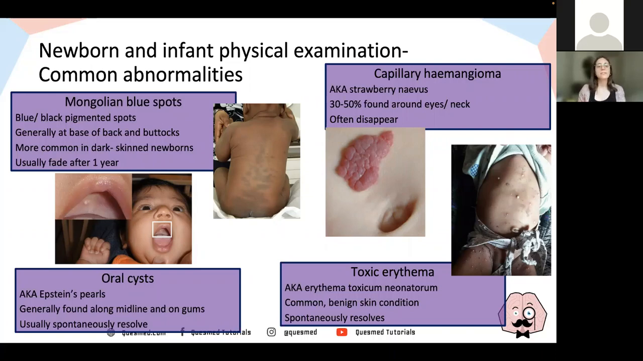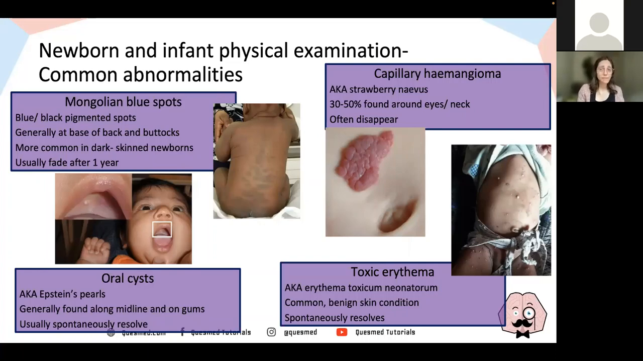Other odd things, oral cysts, not that common, but sometimes you might be able to see them. Again, they spontaneously resolve, but it's worth having a look because if they get found later in life, people might ask whether they were there at birth, are they new, things like that.